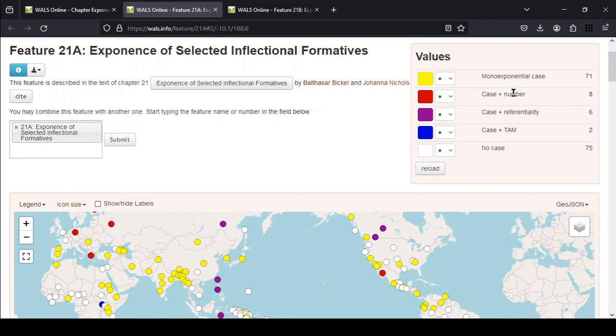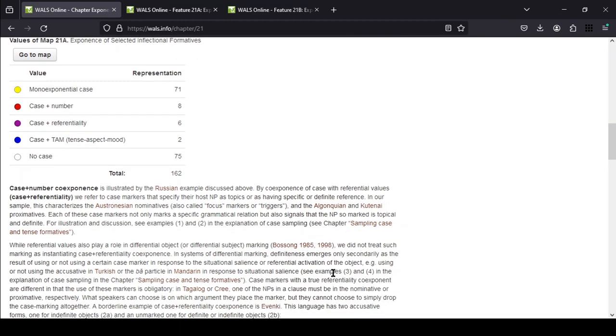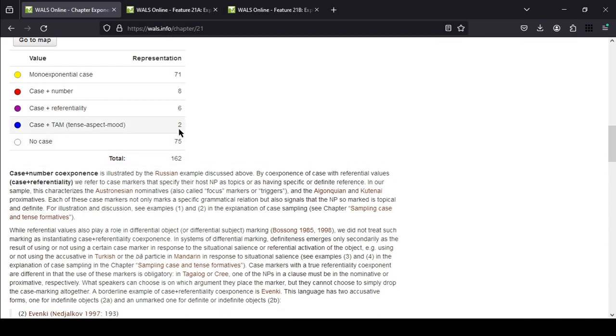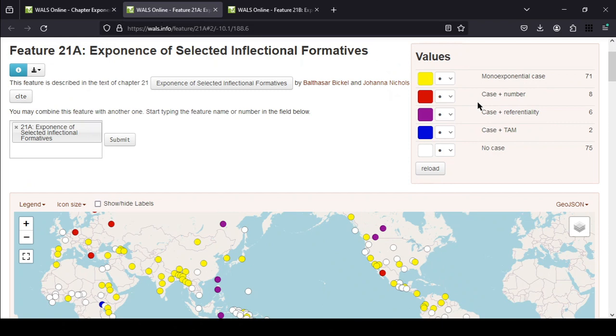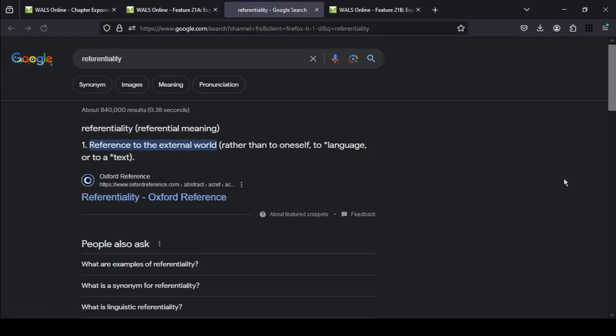Case and referentiality. What is that? I've never seen that word before. I mean, I'm sure they'll explain it, but yeah. I need to look it up, I think. I don't think it does explain it. Referentiality, linguistics.